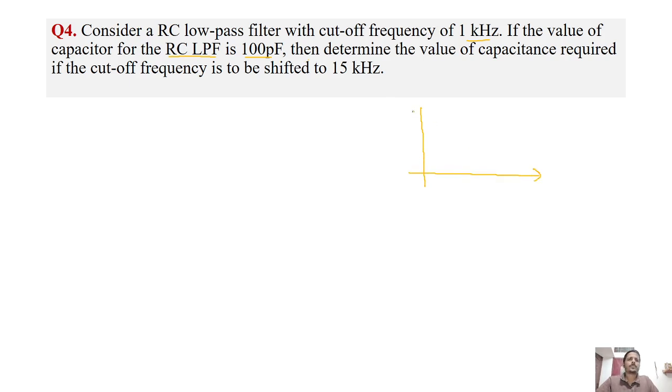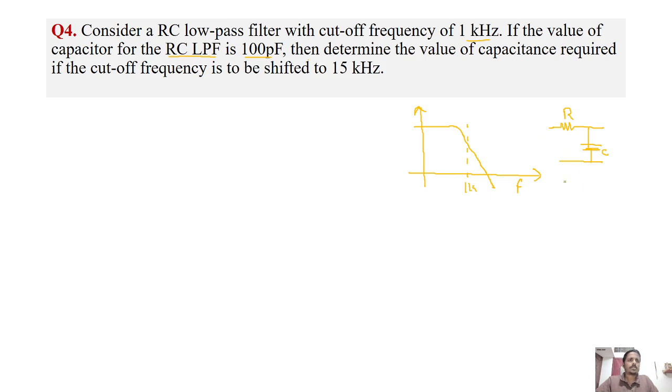Okay, so somewhat like this. It's an RC phase shift oscillator. Not oscillator, low pass filter. RC low pass filter. So say this is the low pass filter, C and R. And the cutoff frequency here is 1 kilohertz.